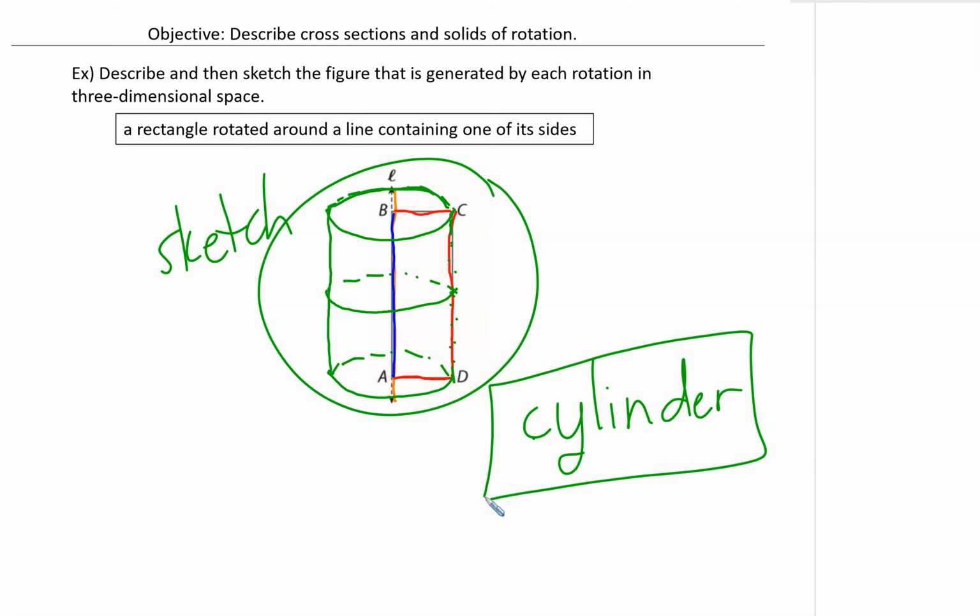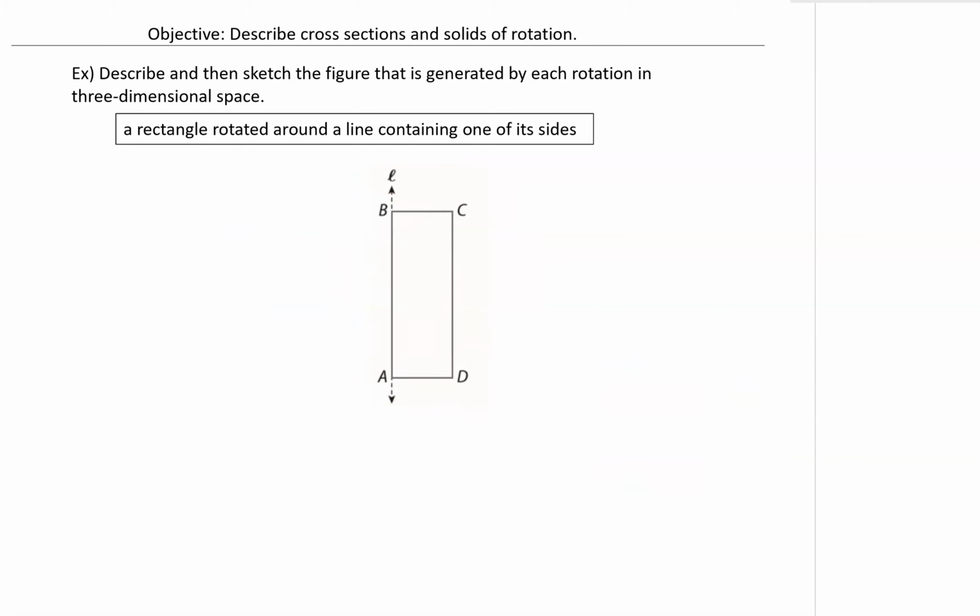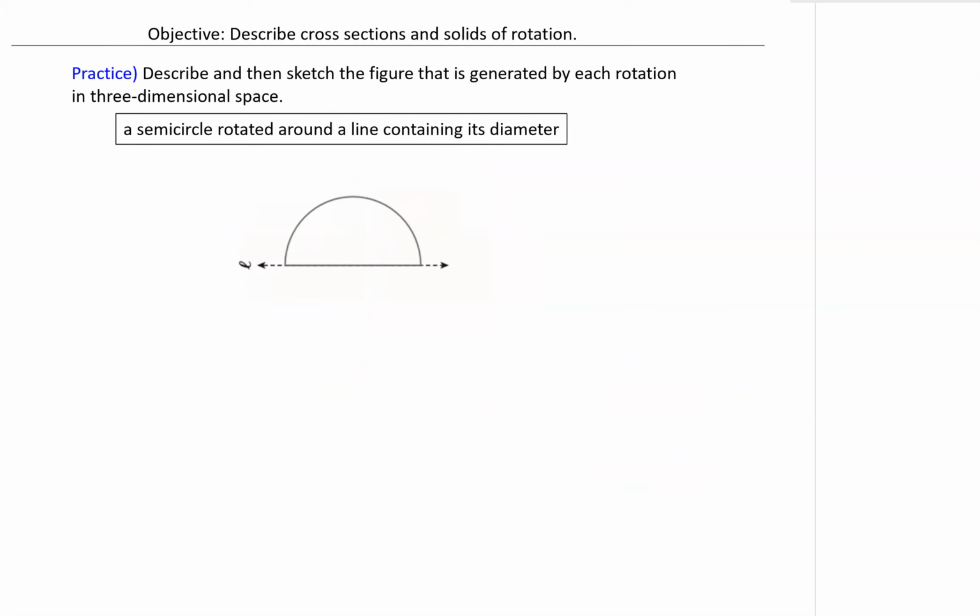All right, let's see what's next. So here we have a practice problem. So why don't you pause your video here and give this one a try. Notice that your line of rotation is horizontal, and so make sure that you are rotating your points in the direction that it goes around that line. All right, let's take a look at it and see how you did.